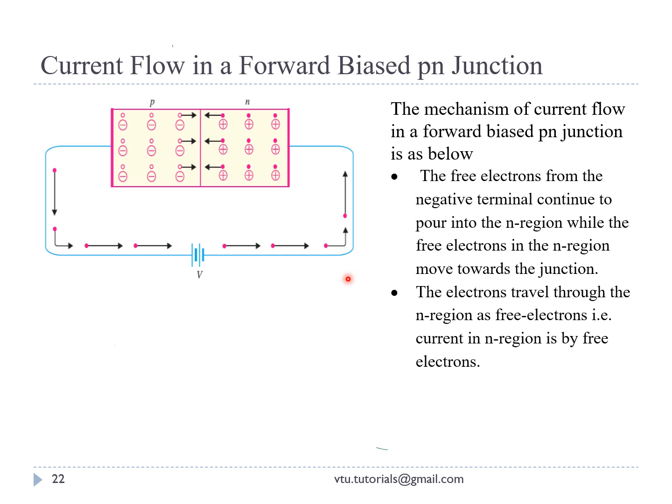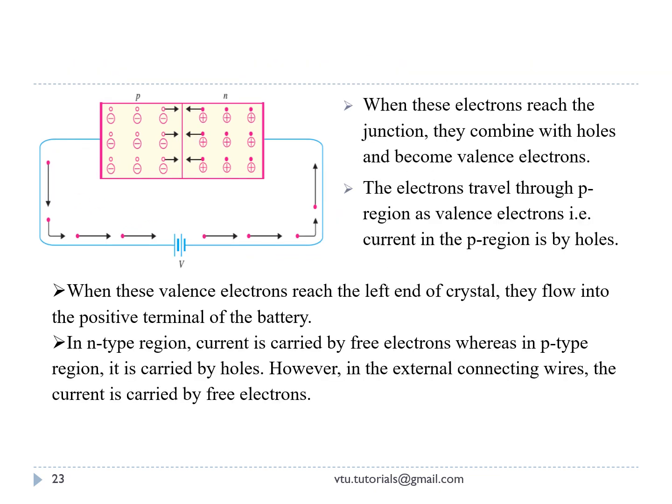This current is called the forward current, and here we see that in the N region the current is carried by the free electrons, and in the P region it is carried by the holes. But in the external circuit, the current is carried by the electron flow from negative to positive terminal of the battery.